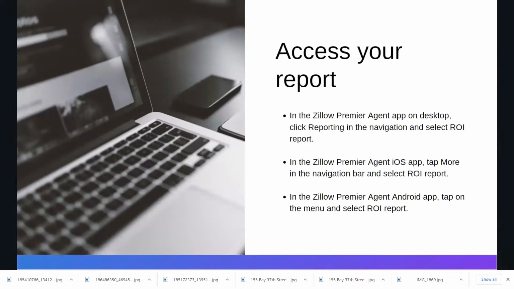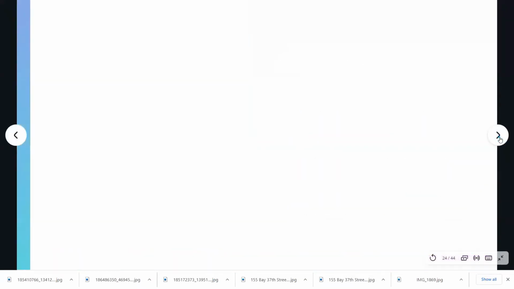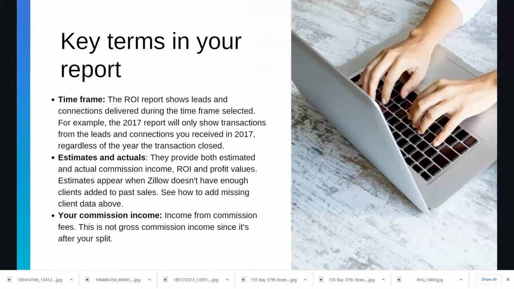You can access your report in the Zillow Premier Agent app on the desktop. Click Reporting in the navigation and select ROI Report. In the Zillow Premier Agent iOS app, tap More in the navigation bar and select ROI Report. And in the Zillow Premier Agent Android app, tap on the menu and select ROI Report. So no matter what device you have, you can look up your investment at any time.